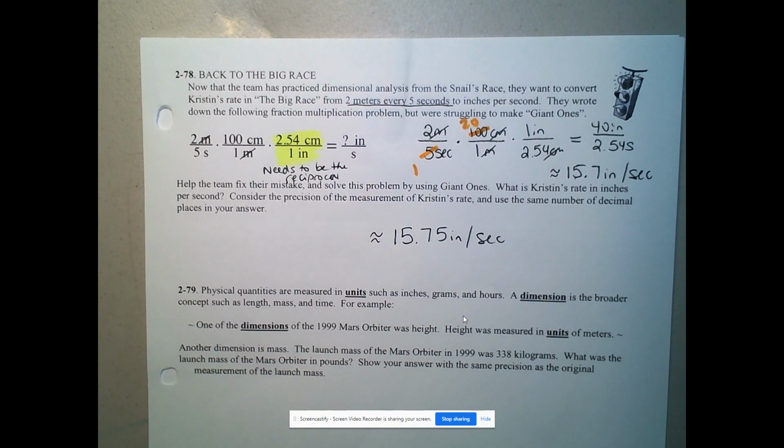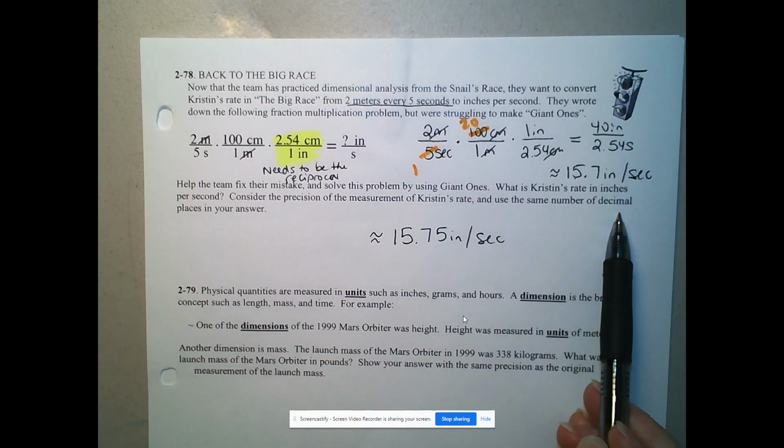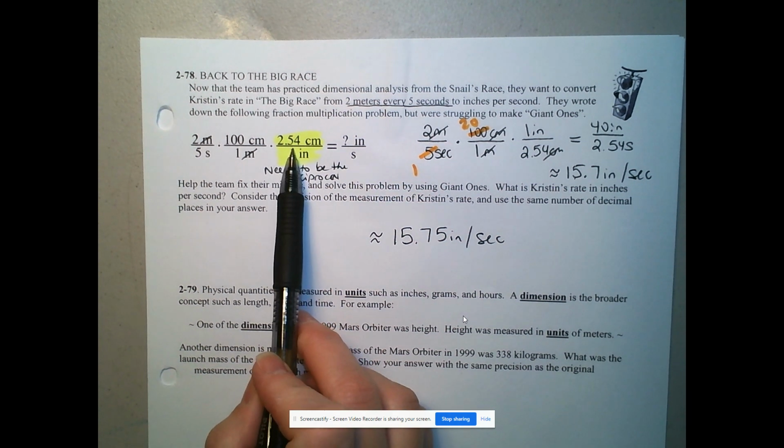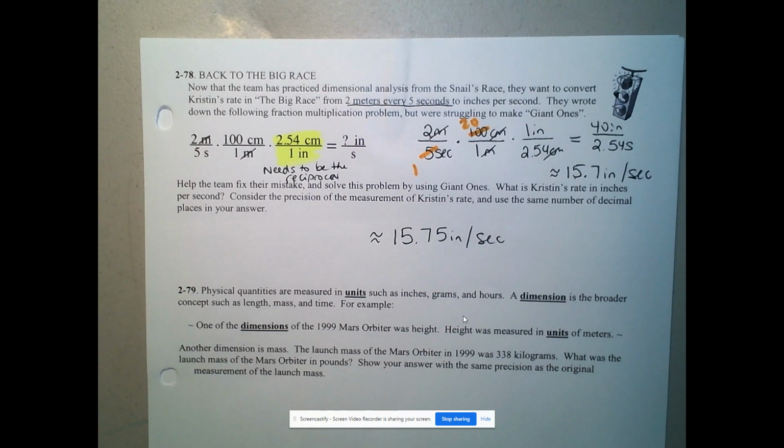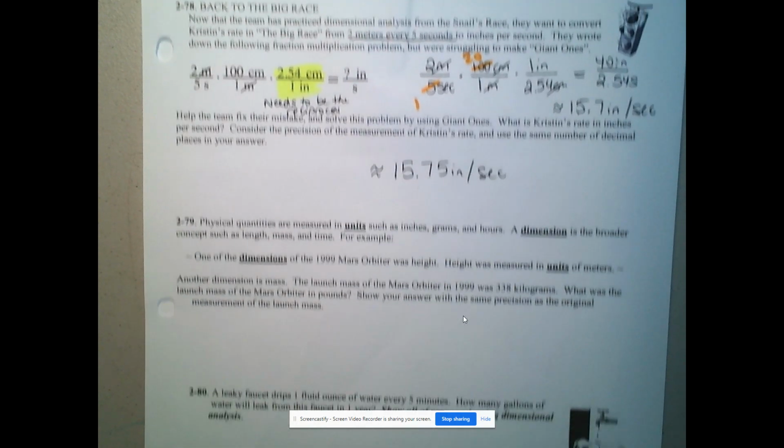On the printed notes, I have approximately 16 inches per second. But if we want to make sure that we use the same decimal places, there were 2 decimal places in the work, which means I left my answer also with 2 decimal places.